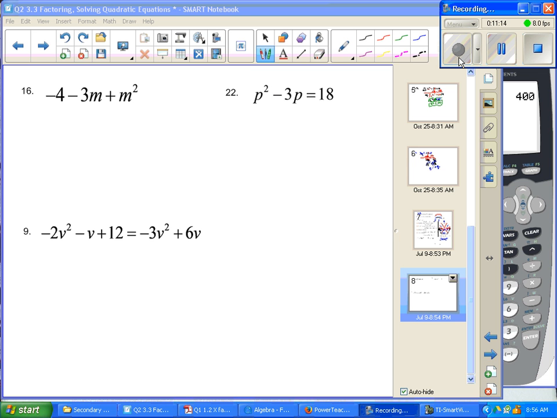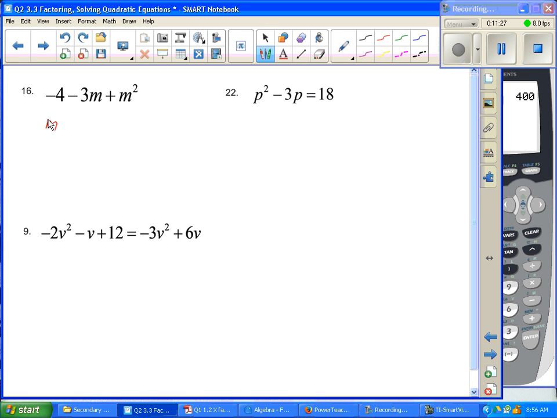In order to do this first one, I always want mine to be written in standard form, where you have like the ax squared plus bx plus c. I want to have it in descending order, or in this case, the m squared first. So I'm just going to rearrange all the terms in the trinomial. So I have m squared minus 3m minus 4. So always just make sure it's in descending order. And now I can't factor out a GCF because the GCF would be 1. So I get to go immediately into the x method.